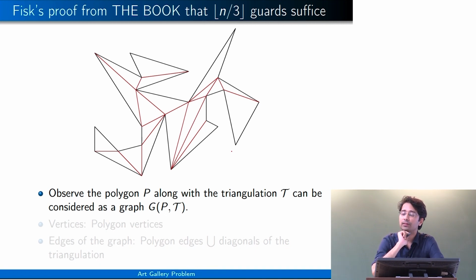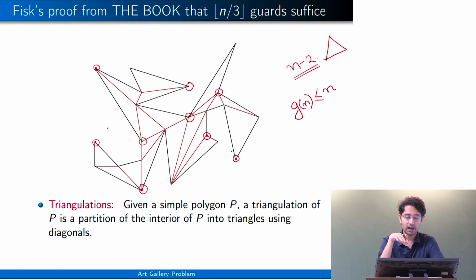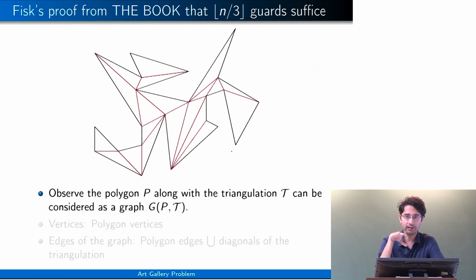How to claim that? Mathematically, what are we trying to say? What I am saying is about one guard in every triangle, right? Keep that question in mind: how to choose one guard from each triangle.